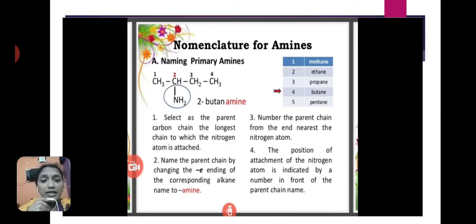First, the parent carbon chain is important. The number of the carbon at which the nitrogen atom is attached is also important. First write the parent chain name, after that we add amine.